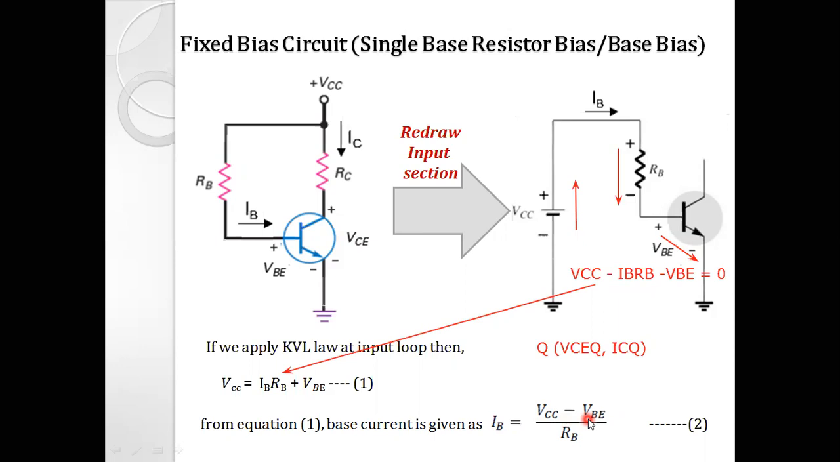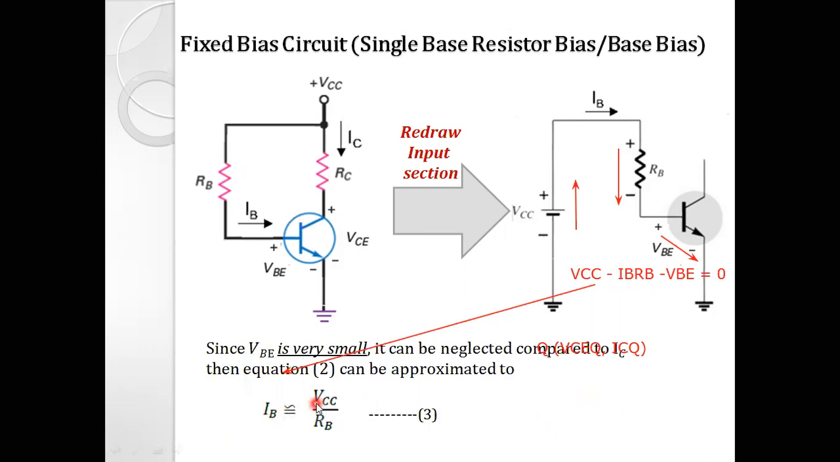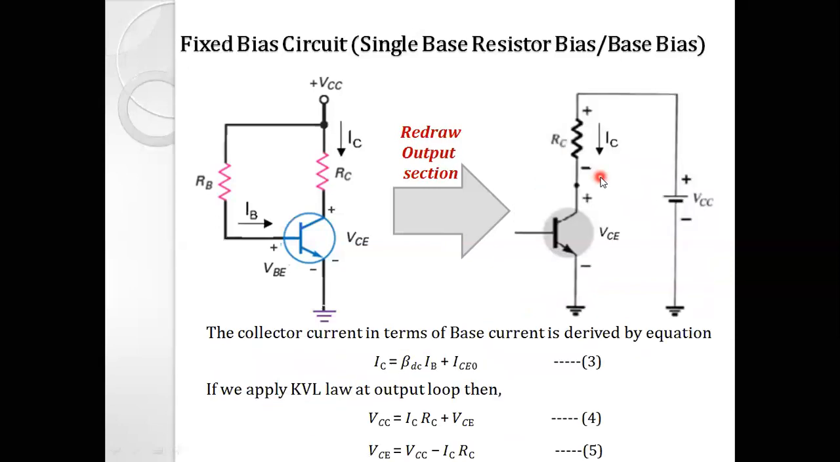So if we neglect VBE, then the base current is approximated to VCC divided by RB, right? So here you can see that the base current is approximately equal to VCC divided by RB when the VBE is very small. So from this equation number 3, we can write down the equation of IC, right?